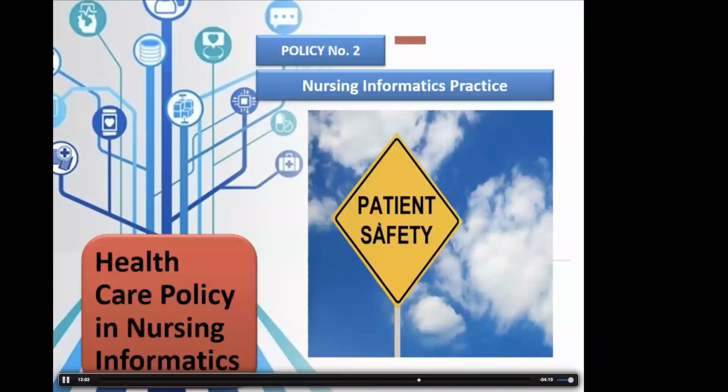Health policy issue number 2. Nursing informatics practice. Nursing has experienced a number of shortages in recent history. The healthcare industry is headed for a major crisis in the nursing workforce. At the same time, the aging of baby boomers will cause increased demand for hospital services.